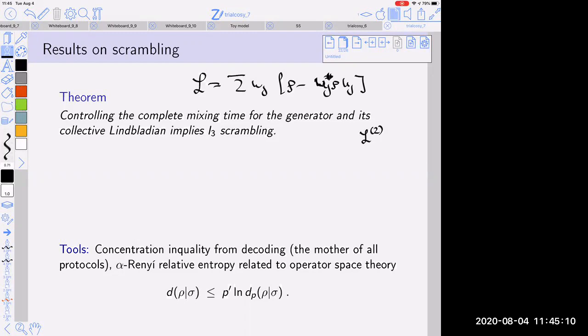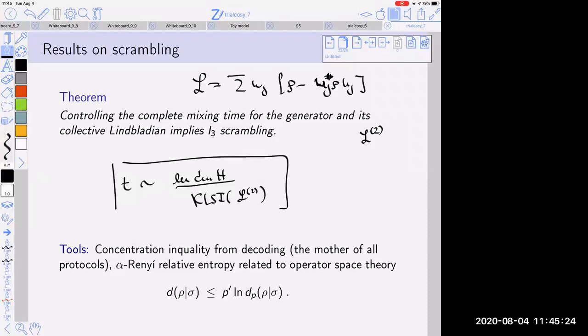And the mixing time is something like the logarithm of the dimension of the underlying Hilbert space over this lambda CLSI of lambda 2. So essentially, we get exactly what you expect. If I write the logarithm of the dimension, that's the number of bits, right? So the time is proportional to the number of bits, but it depends on the mixing quality of our generator, and not only of our generator, but our extended or collective generator.